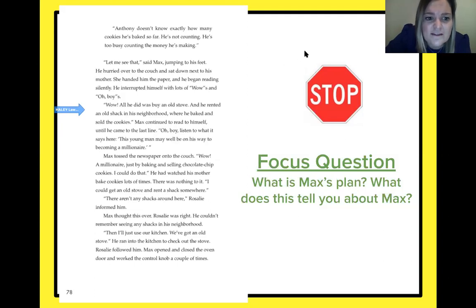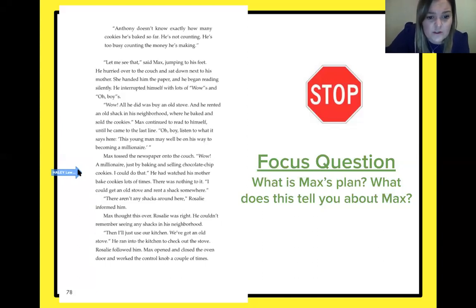Oh boy, listen to what it says here. This young man may well be on his way to becoming a millionaire. Max tossed the newspaper onto the couch. Wow, a millionaire? Just by baking and selling chocolate chip cookies? I could do that. He had watched his mother bake cookies lots of time. There was nothing to it.